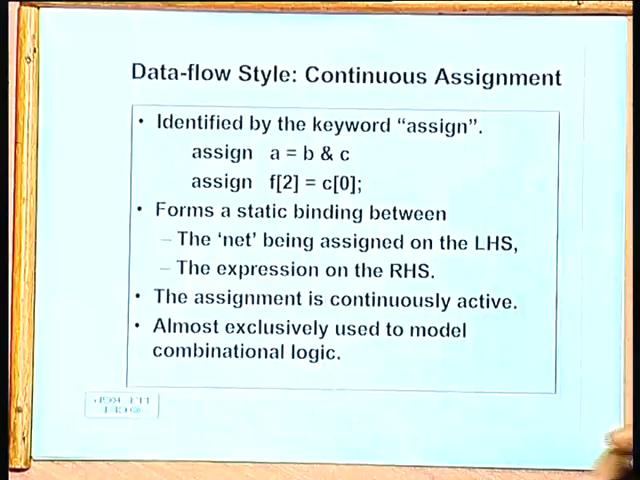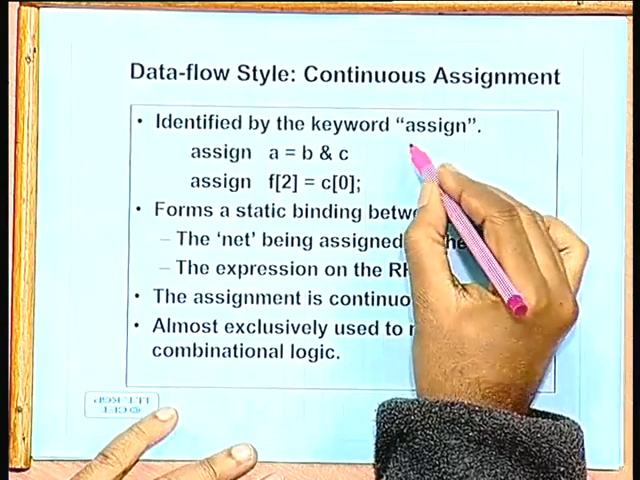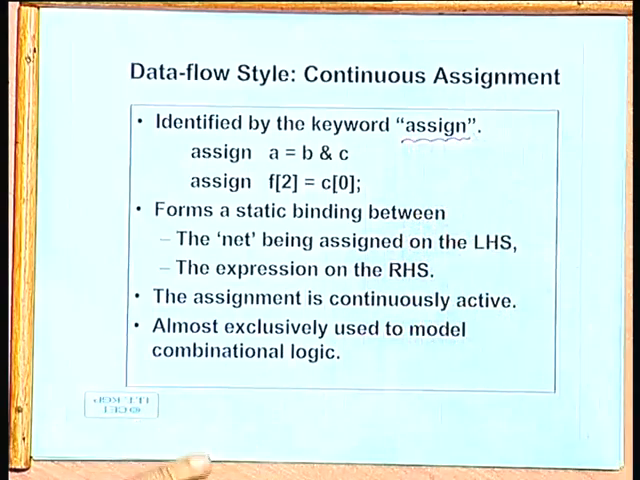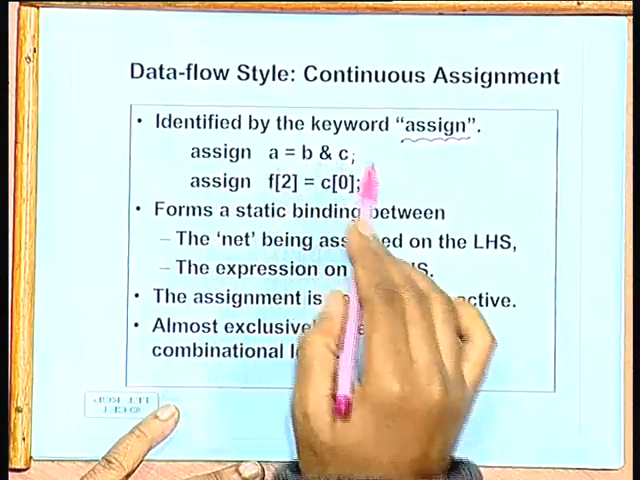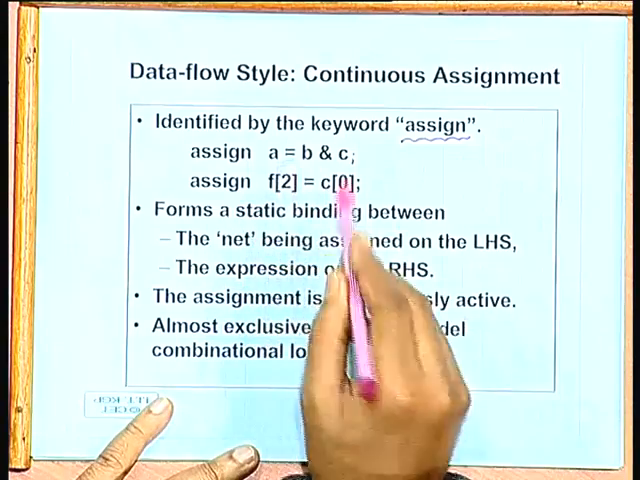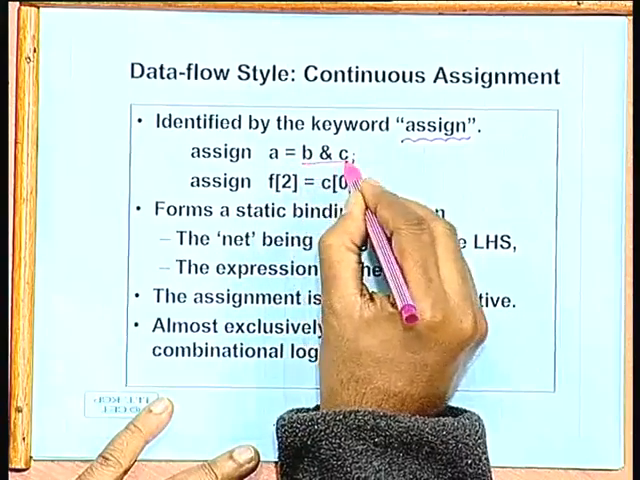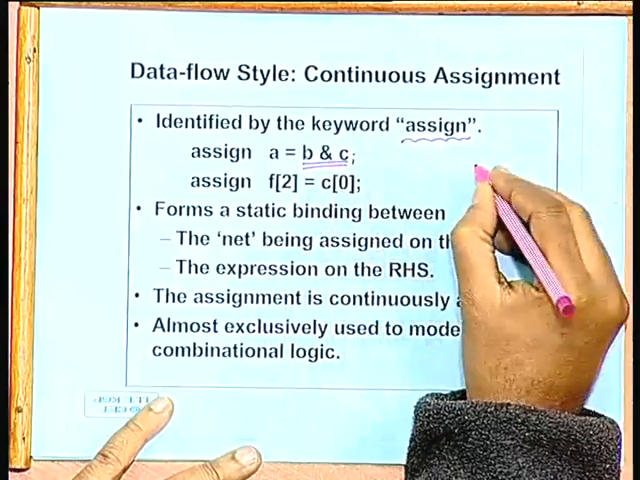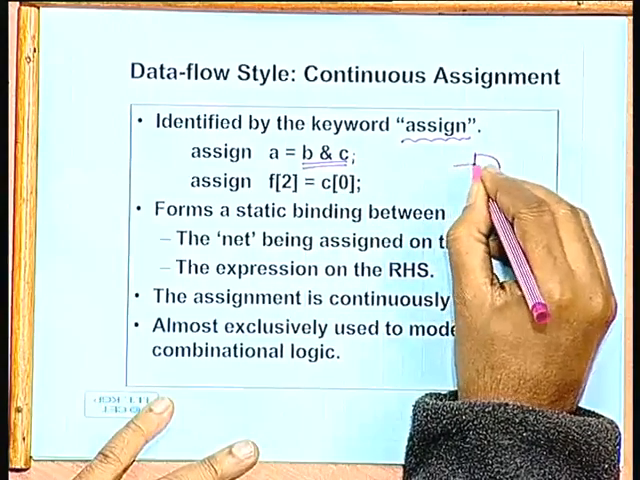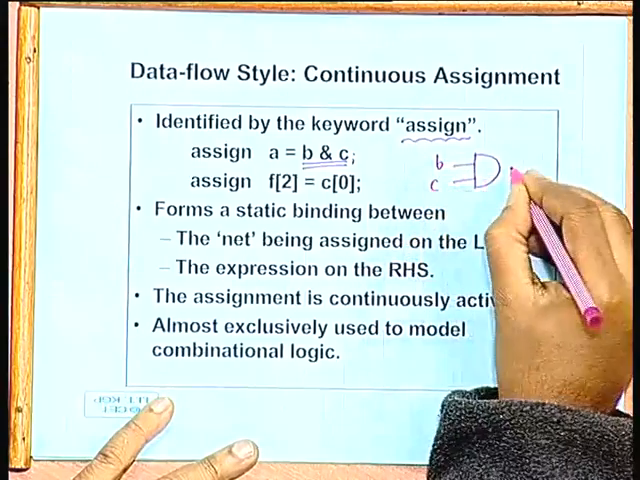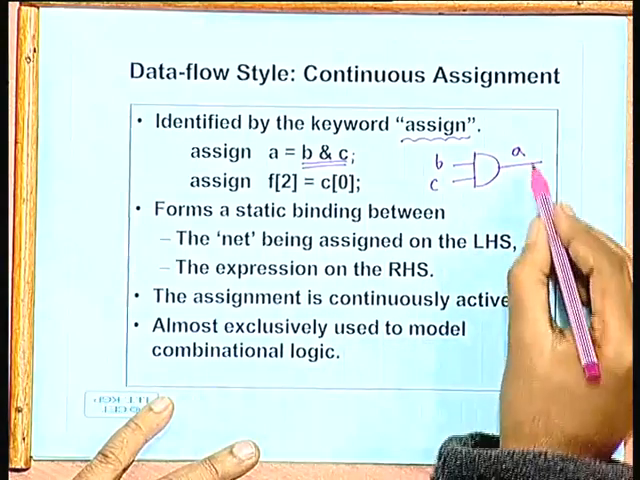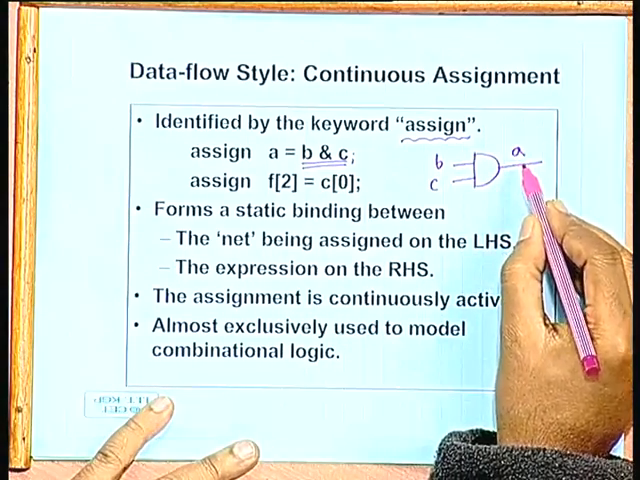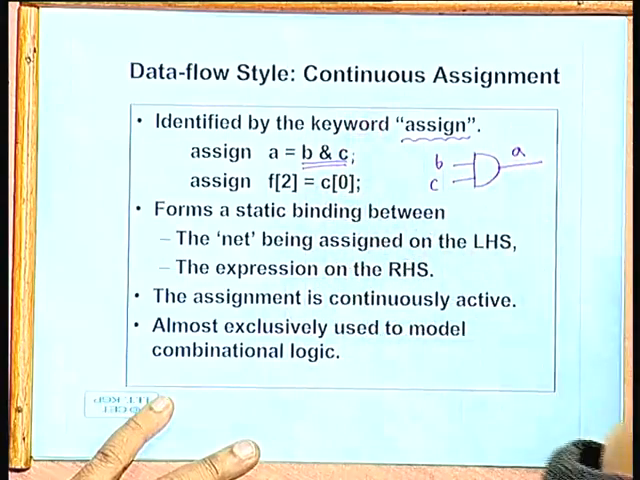In the continuous assignment style, which you have already seen in the examples I have given earlier, this is specified using the keyword assign. These are some typical examples: assign A equal to B and C, or assign F2 equal to C0. Here the idea is that whatever you specify on the right hand side, in this case there is an AND gate which will be synthesized, B and C, which will be continuously driving a variable A. This A is not a register, this A has to be a net type variable.